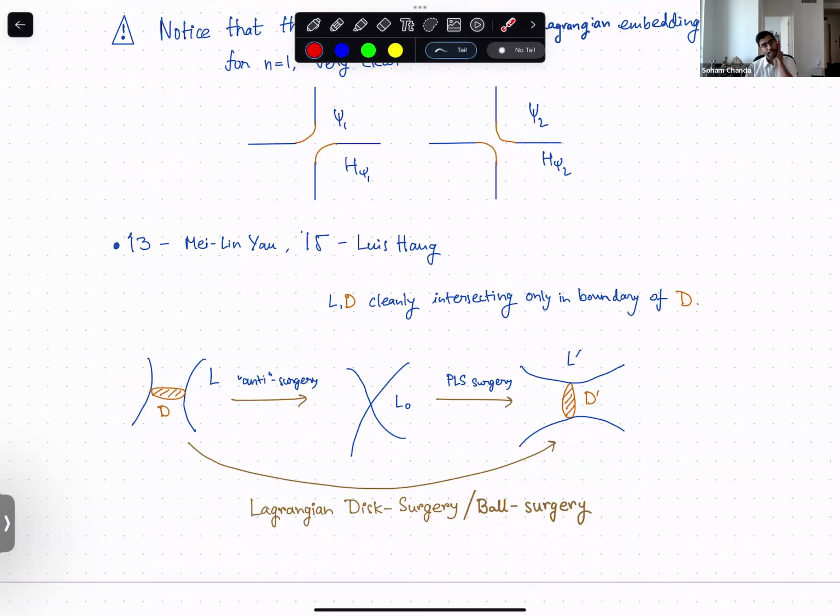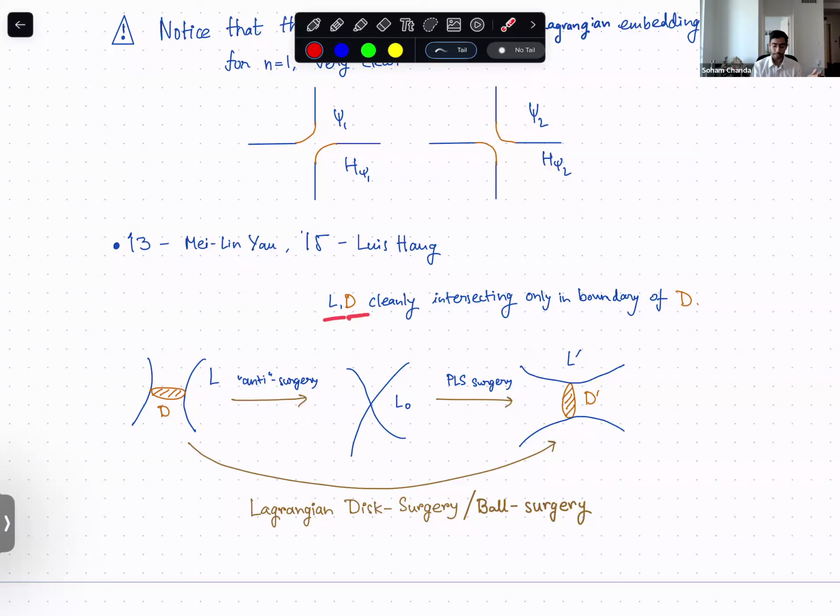After that, there have been more generalizations of that, or actually reverse-direction things. In 2013, Meilin Yao constructed a thing called Lagrangian disk surgery. It starts off with a Lagrangian surface. So let's say this tube is a Lagrangian, and you have this disk D, which is also a Lagrangian disk. And L and D intersect only on the boundary of the disk. So the disk does not go and touch the Lagrangian at any interior point. The intersection is completely on the boundary of the disk.